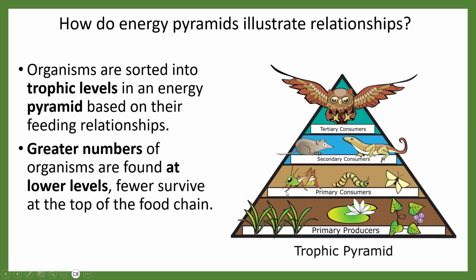How do energy pyramids illustrate relationships? So you might remember we had the food chains. Imagine each one of these different levels is a different link in a food chain, and it always goes up. Energy is always transferring up. Now, we also had food webs. If you wanted to rank the food web from lowest to highest, it's the same kind of thing, where there are going to be more organisms at the bottom of the food pyramid, i.e. the base of the food web, and fewer and fewer as they go up.